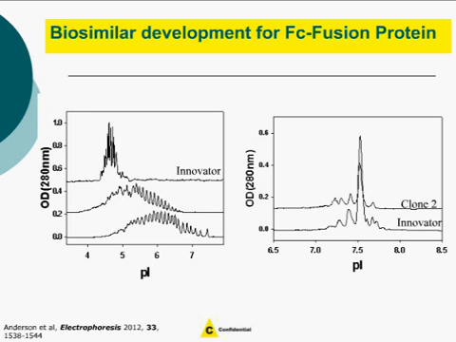If you take a look at the figure on the left, you can see the 2 in-house strains are still different compared to the innovator product, but the sialic acid distribution of strain 2, shown here in the middle, is slowly approaching that of the innovator product compared to the strain 1 product seen at the bottom.